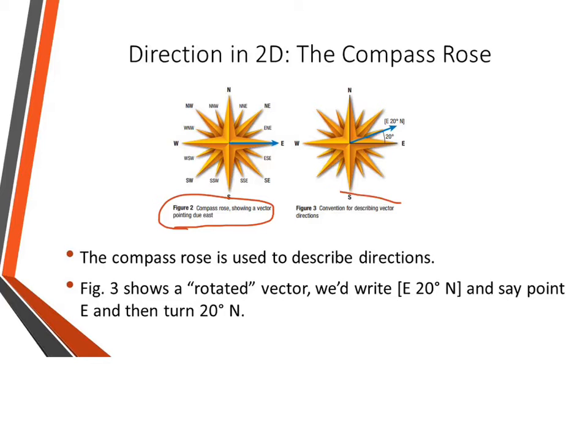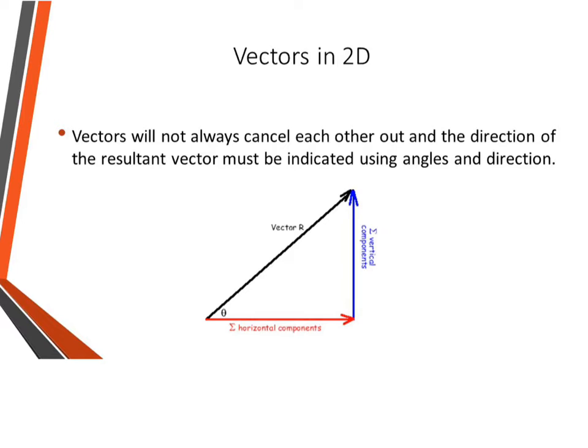And so if you look at figure 3, we have a vector direction. And so what we say is that it's east, because it's going east, and then it's rotated 20 degrees towards north. And so you can see that this is how we indicate that. East, 20 degrees north. So that means we'd start going due east, but then we want to go 20 degrees towards north. Okay, that's obviously more than 20 degrees, but you get the idea. So that's how we're going to indicate our direction.